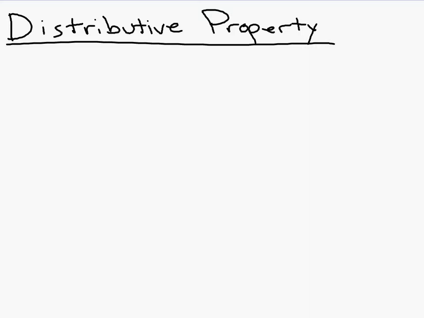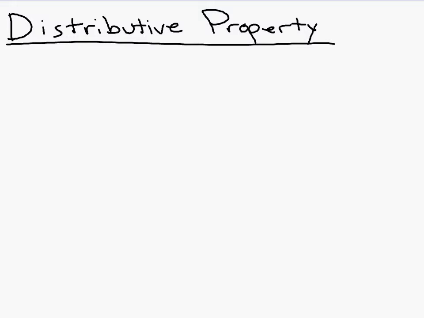Today we learn about one of the most important properties in all of algebra, and that's the distributive property. The distributive property is very easy, but it's one that people forget to use in a lot of situations. So let's get to it.